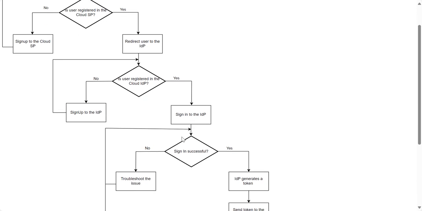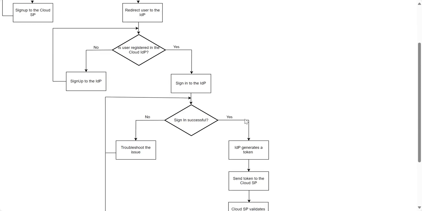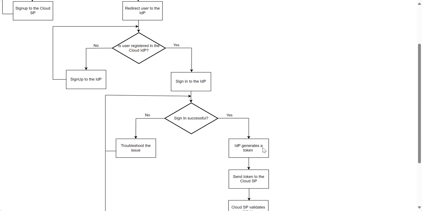If authentication is not successful, the user is provided with an error message that guides them on what to check for a successful sign-in process. If the information exists, the user gets a token. The identity provider generates a token.